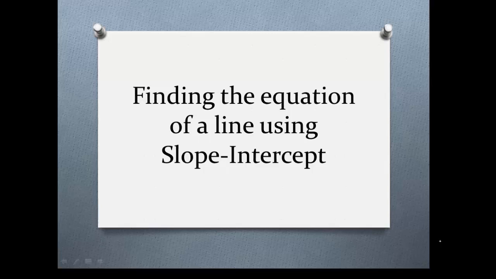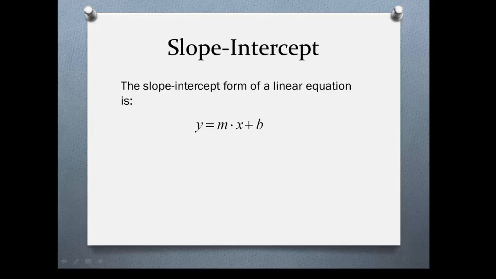This video will explain how to find the equation of a line using the slope-intercept form of the line. First, let's review what the slope-intercept form of a linear equation is. It looks like y equals mx plus b. And what that means is that your equation, first of all, is solved for y. That means it's all by itself on one side of the equal sign.